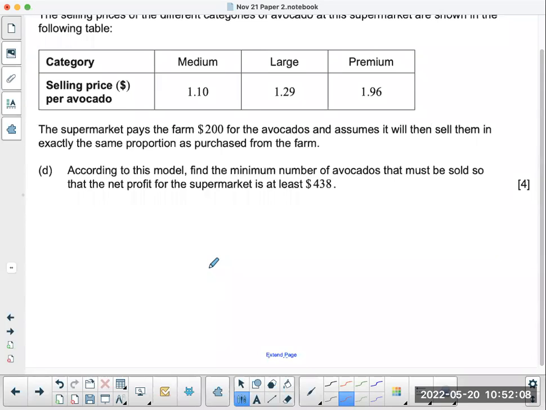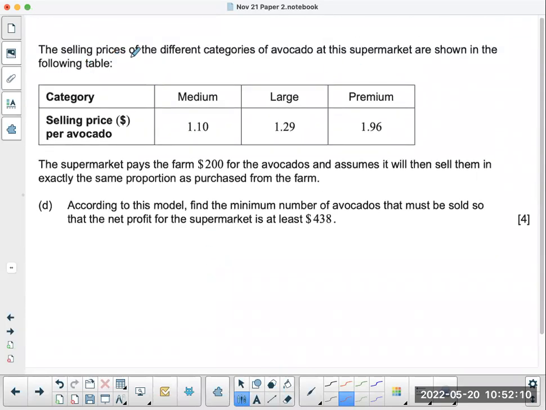Okay, last little bit. The selling prices of different categories of avocados at the supermarket are shown here. The supermarket pays $200 for the avocados and assume it will then sell them in exactly the same proportion as purchased from the farm. According to this model, find the minimum number of avocados that must be sold, so the net profit for the supermarket is at least $438.